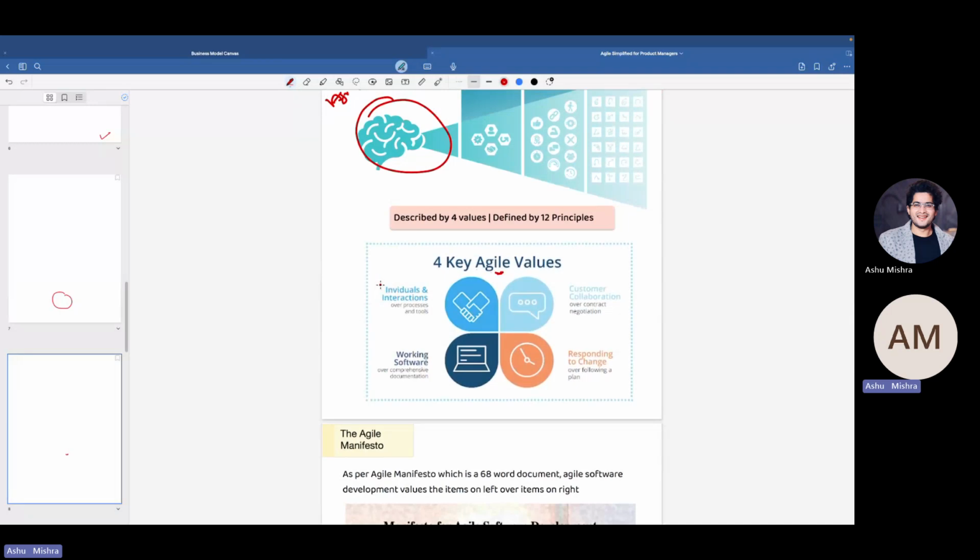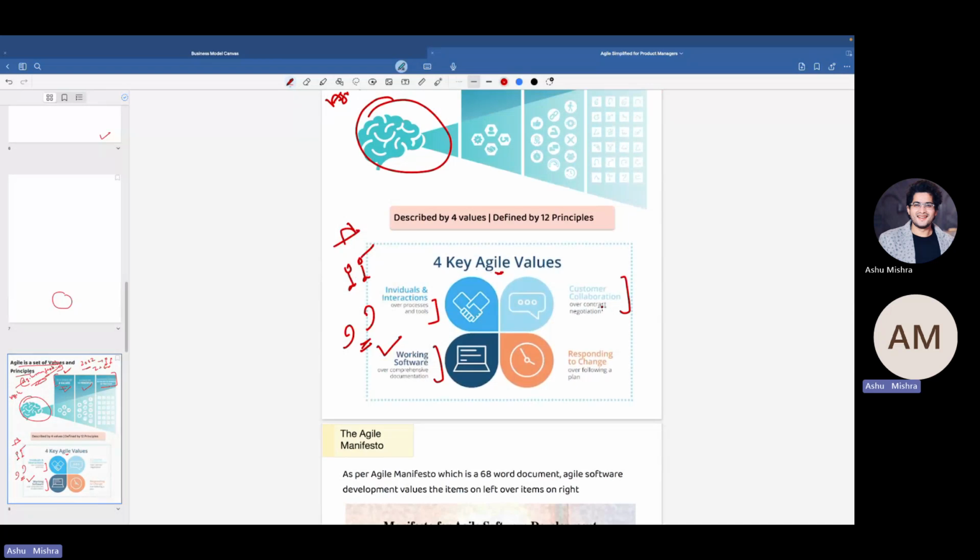What the value of agile says: individuals and interactions over processes and tools. So you are going to see the person doing the task, not the process or the SOP that is there, right? The second is working software over comprehensive documentation, and hence all those iterations that we discussed earlier in this lecture become very important.